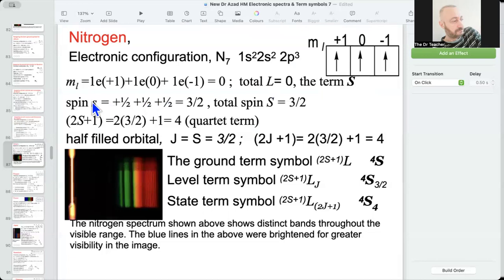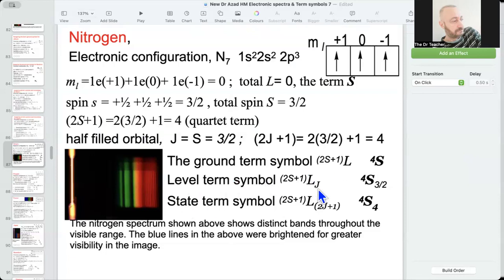So what is the total S? Spin, we have half, half, half. All together, the total will be 3/2. Don't put 1.5, it's not allowed. There is no decimal point, but you can write it as 3 over 2. So now we count the 2S plus 1: 2 times 3 over 2 plus 1 will be 4. And the 4 you can put at the top here. This is the ground term symbol, S.